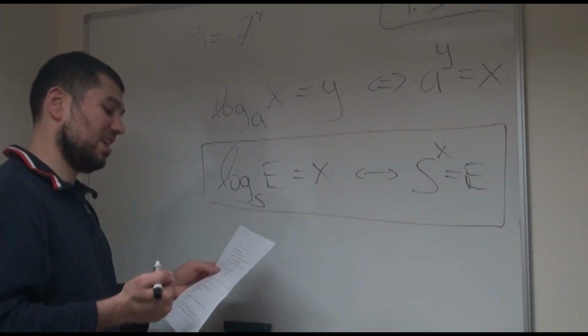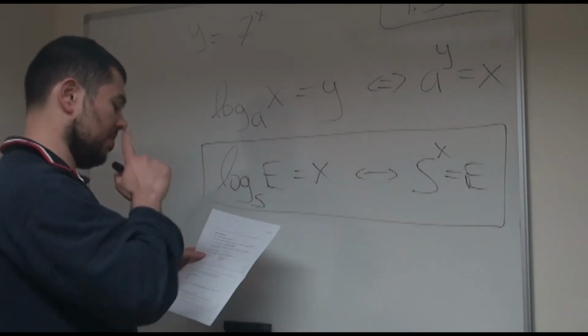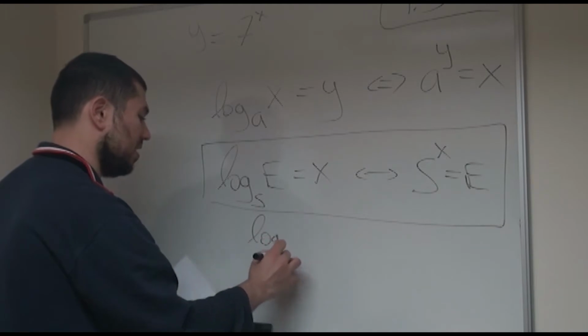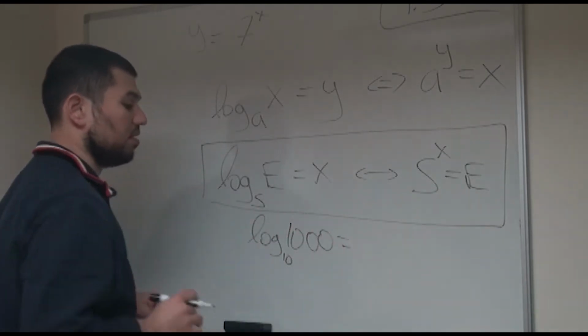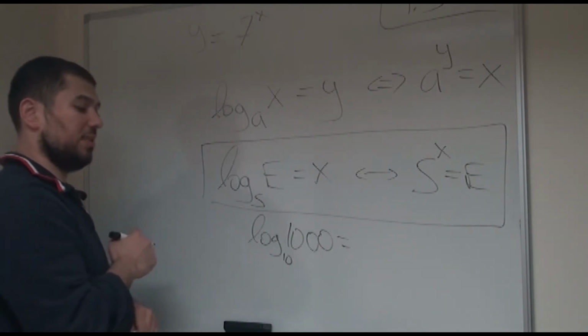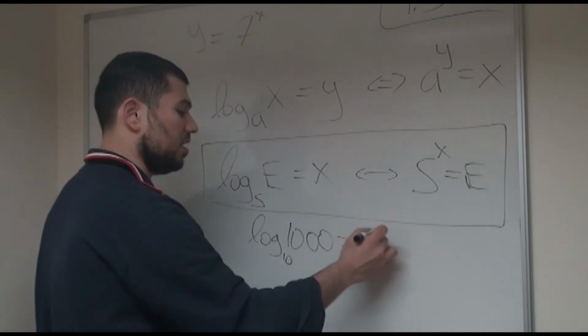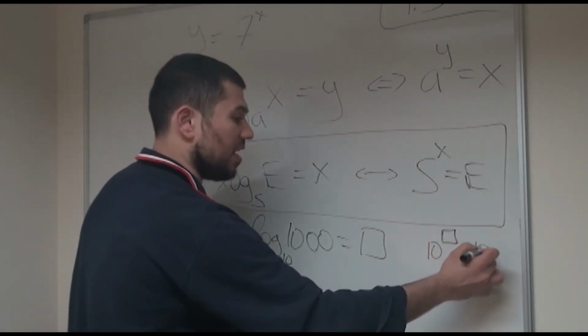Log to the base a of x is the exponent that I need to raise a to give me x. So if I have log to the base 10 of 1,000, what this is asking me is, 10 to what power? 10 to what power would give me 1,000?